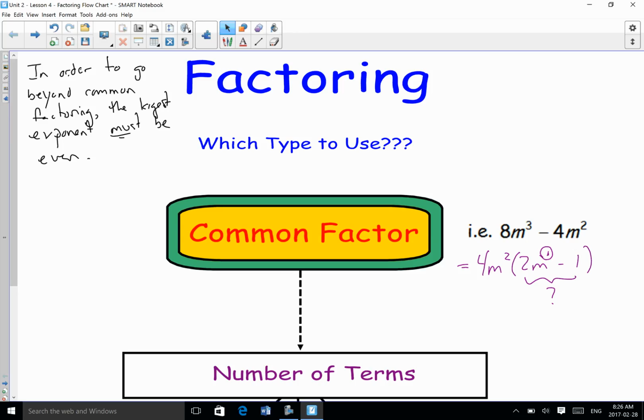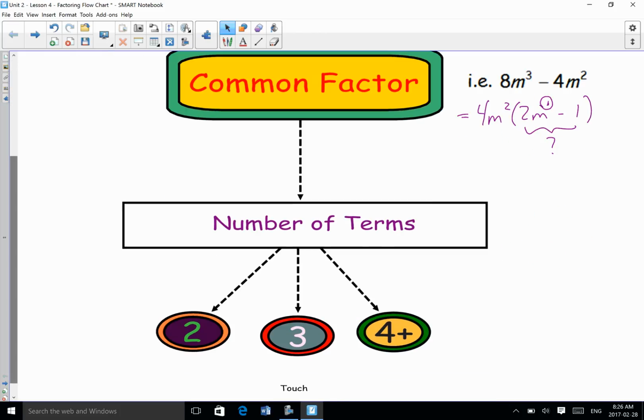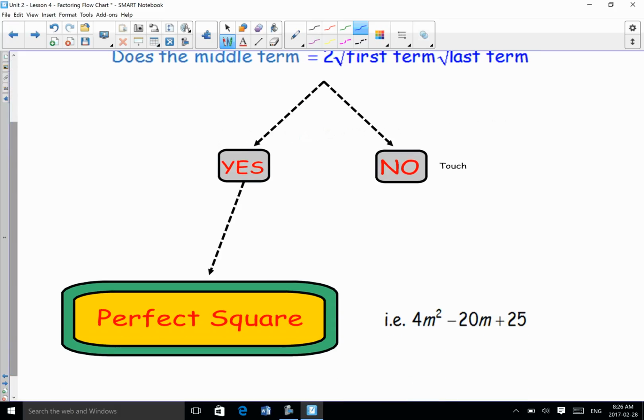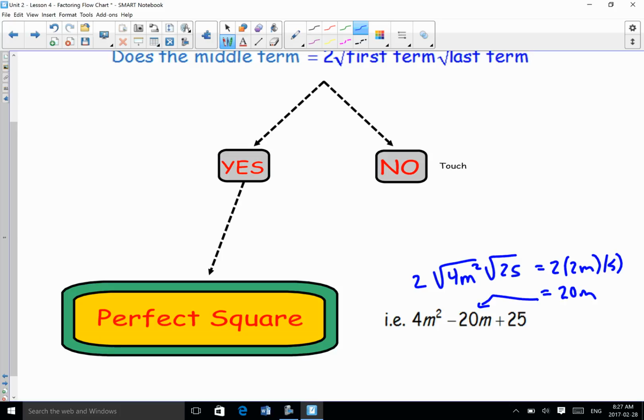Okay, back to our chart. What happens if we see 3 terms? We have some options here. Option number 1, let's look for a shortcut. Does the middle term equal 2 times the square root of the first term times the square root of the last term? If the answer to that is yes, well then you have yourself a perfect square. So for instance, the square root of 4m squared times the square root of 25 times 2 comes out to 2 times 2m times 5, which is 20m. That's the middle term. That's awesome.